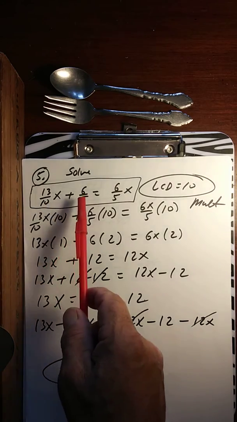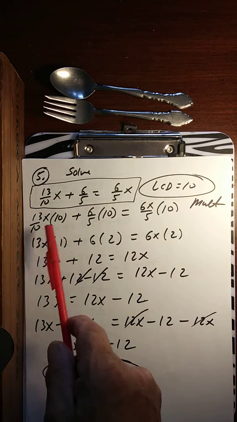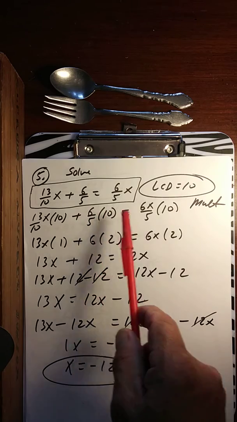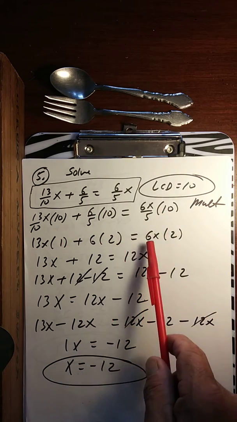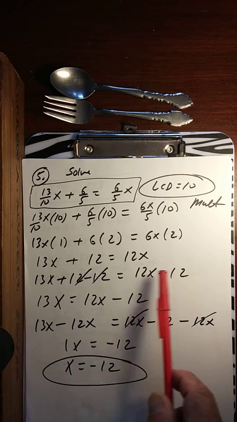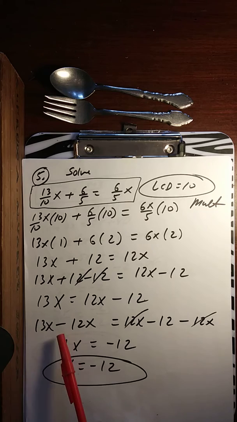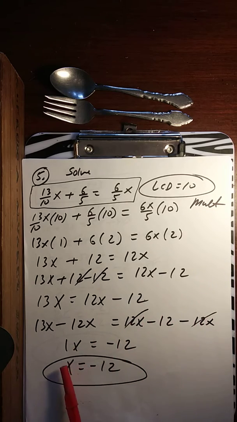13 over 10x plus 6 over 5 equals that. LCD is 10. So multiply everything by 10, 10, 10. So 10 divides that. 5 divides that. 5 divides 10. So you have 13 times 1, 6 times 2, 6x times 2. 13x plus 12 equals 12x. So minus 12, gone. And then you're going to go minus 12x, minus 12x. These are gone. So we have 1x equals negative 12, or 1x is just x equals negative 12.